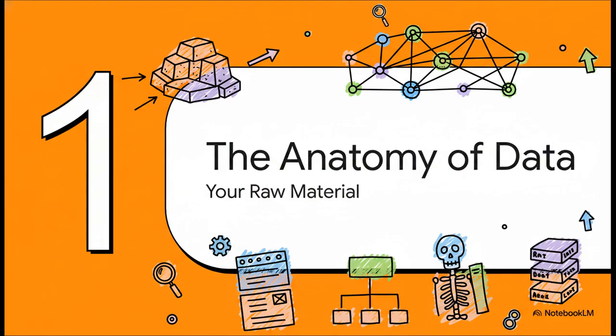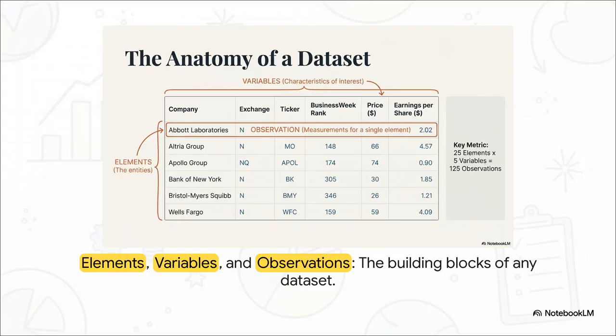All right, so if this is the language of business, we've got to start with the basics, right? So first up, let's break down the anatomy of our raw material, the data itself. This table here makes a pretty complex idea really simple. First, you've got your elements. That's just who or what you're studying. In this case, it's companies like Abbott Labs. Then you have the variables. These are the things you care about, like the stock price or earnings per share. And an observation? Well, that's just one single row that has all the info for one element. That's it. That's the basic structure for any data set you'll ever see.